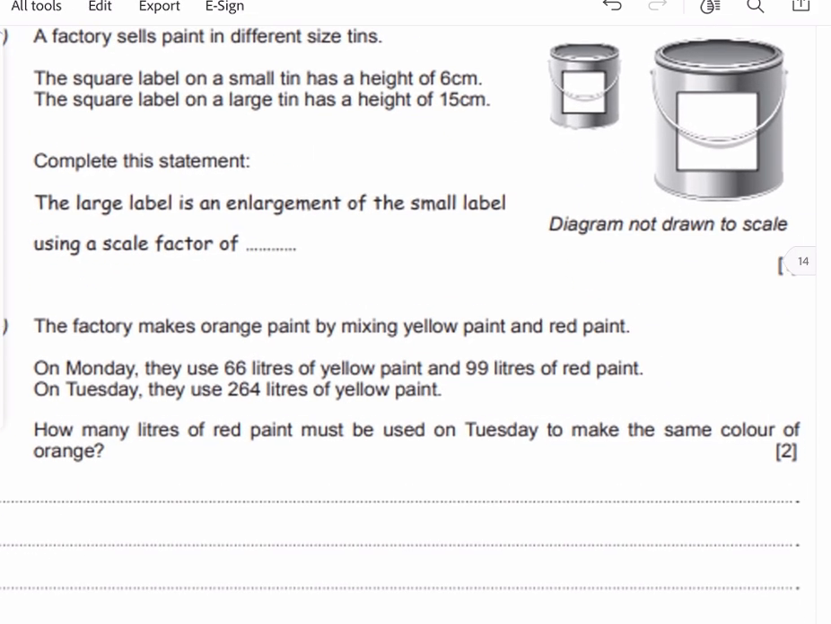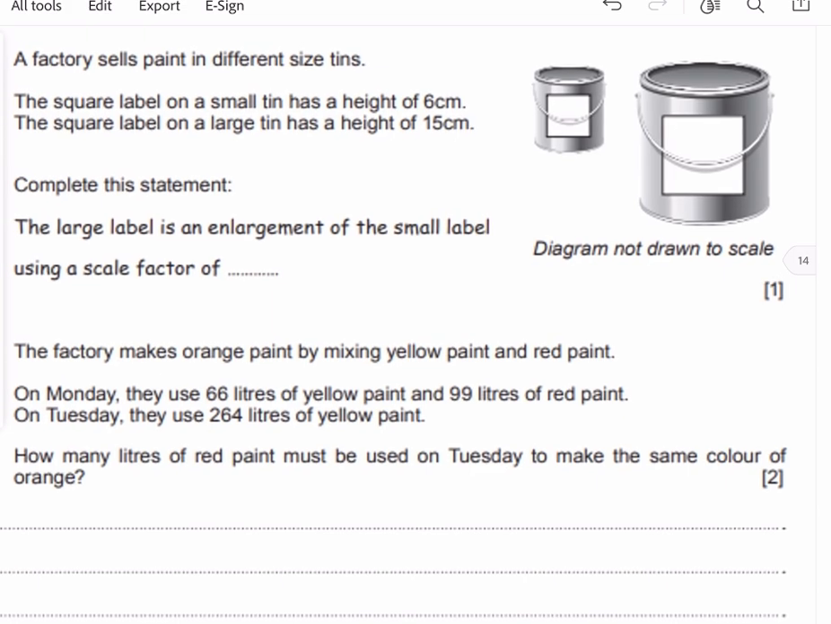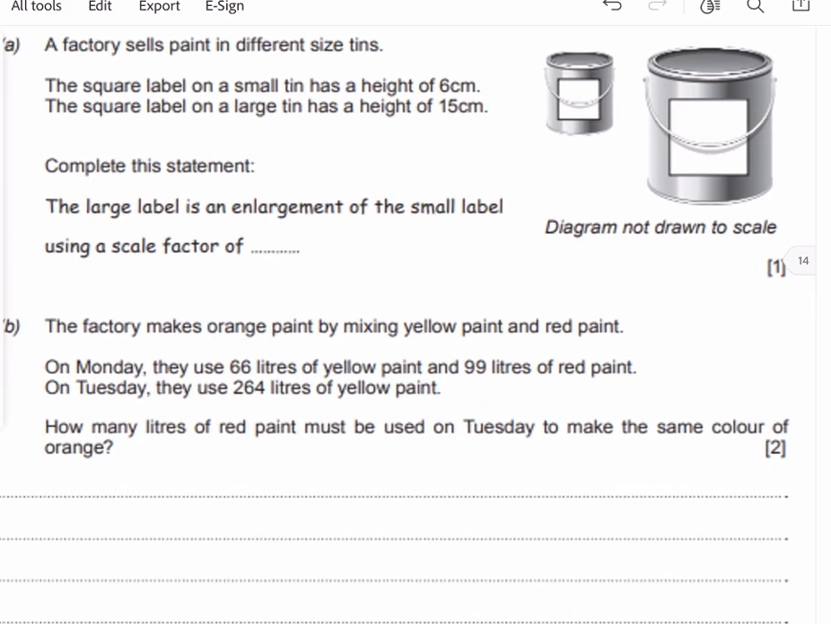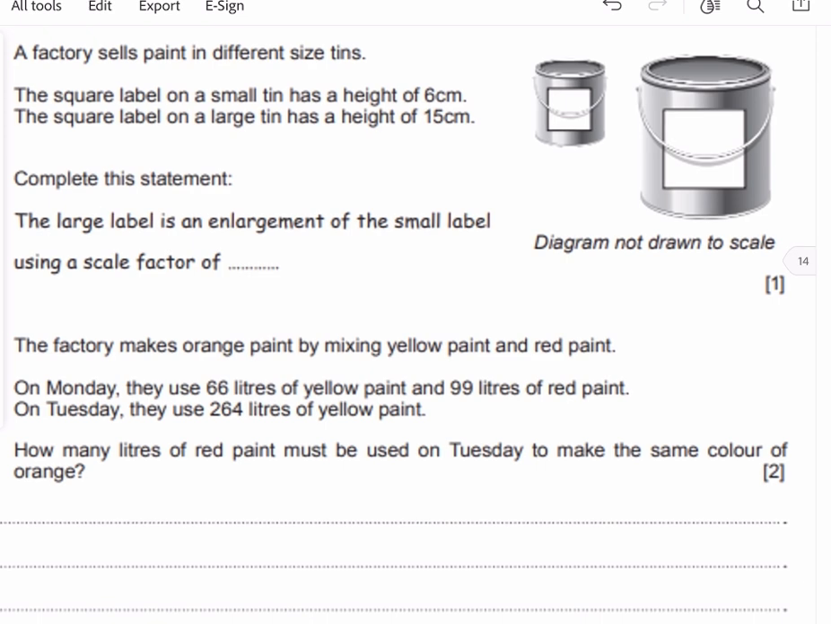Okay, so next question is on enlargement and scale factor. So you need to understand what scale factor is. A factory sells paint in different size tins, and the square label on a small tin has a height of 6 centimeters and on a bigger one 15 centimeters. So we need to complete the sentence. 6 to 15, that's a ratio of their heights. The large label is an enlargement of the smaller label using the scale factor.